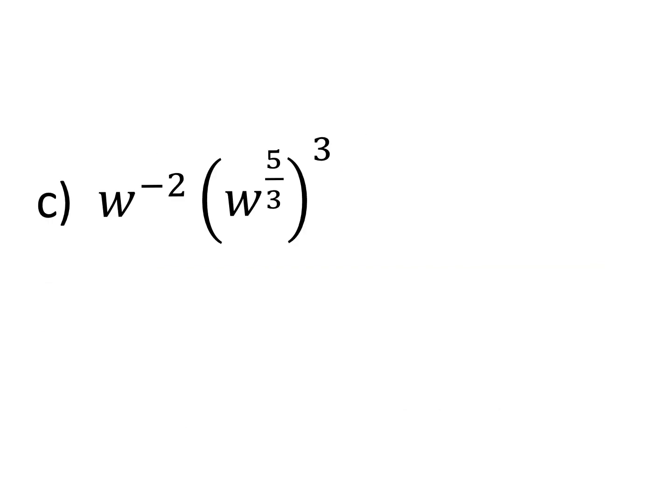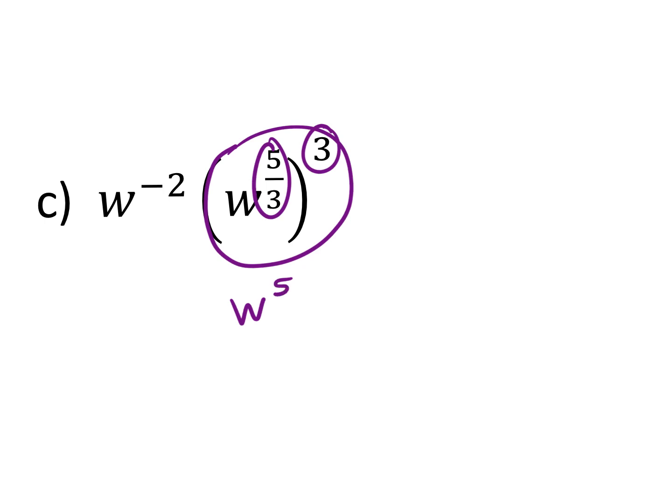Letter C. What did you do first? Right. Multiply these together. 5/3 times 3 is w to the 5th power, right? And if you don't like fractions and multiplying, plug the fractions into your calculator. 5/3 times 3. If you plug that into your calculator, guess what it's going to tell you? 5. Look at that. So you have w to the negative 2nd times w to the 5th.